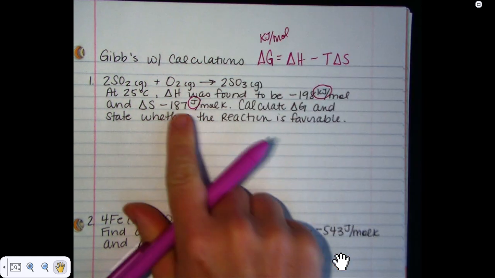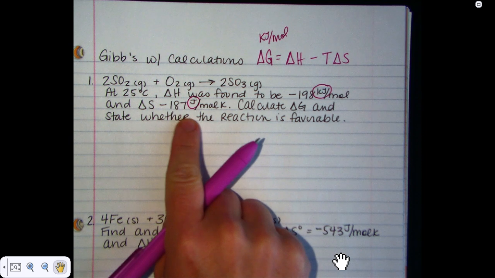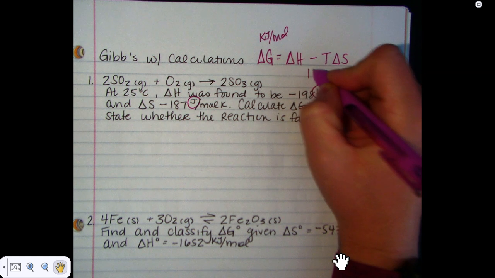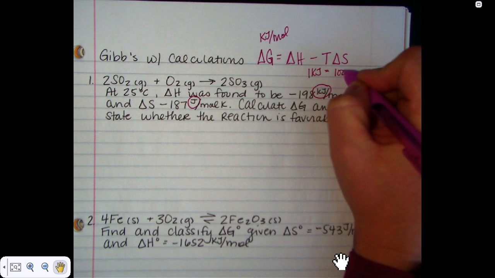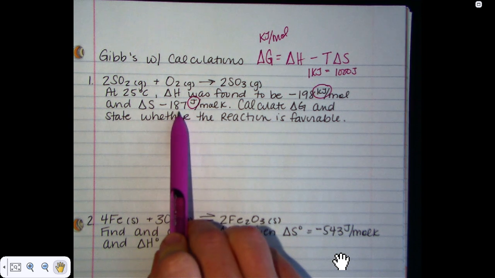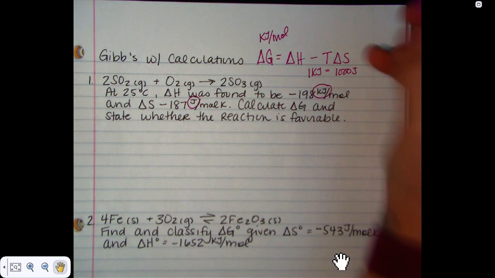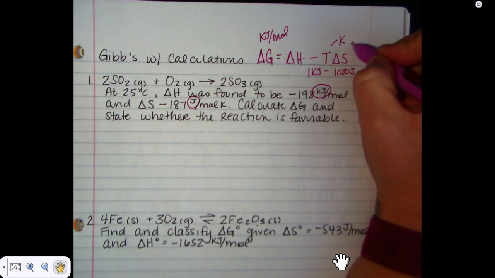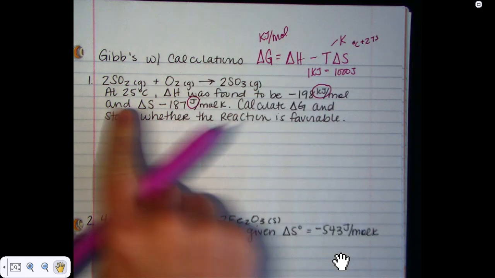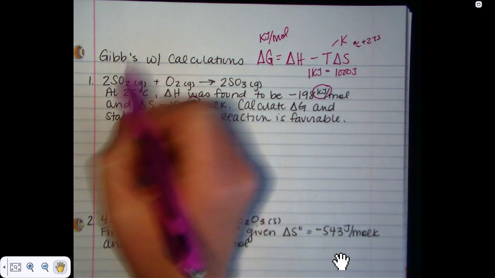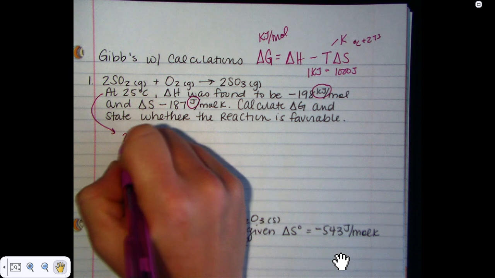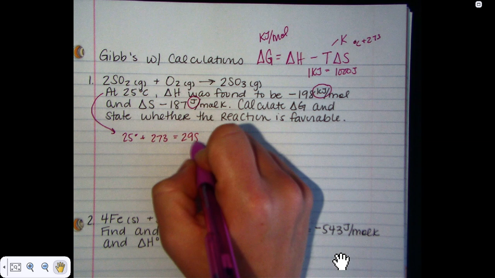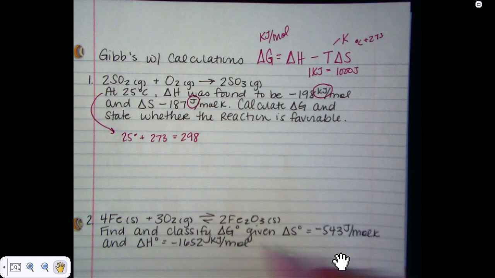So I need to make the S into kilojoules, that's currently in joules, right? Remember that 1 kilojoule is equal to 1,000 joules. So I need to divide this by 1,000. And remember that my temperature has to be in Kelvin. And to get to Kelvin, I take my Celsius temperature plus 273. So I've got to take my 25 and make it into Kelvin. So 25 plus 273 is going to make this 298. Okay, and now I can just plug and chug.